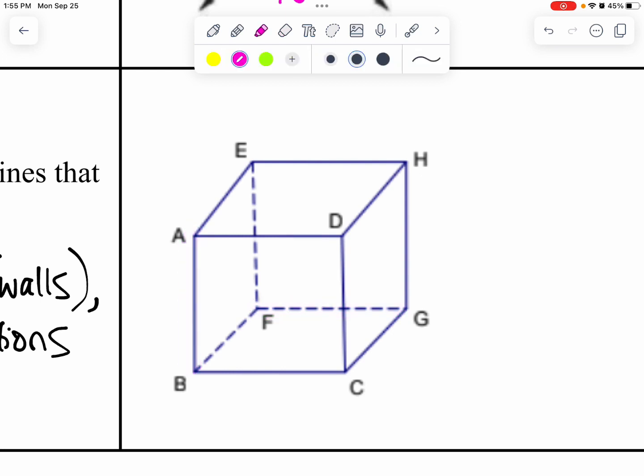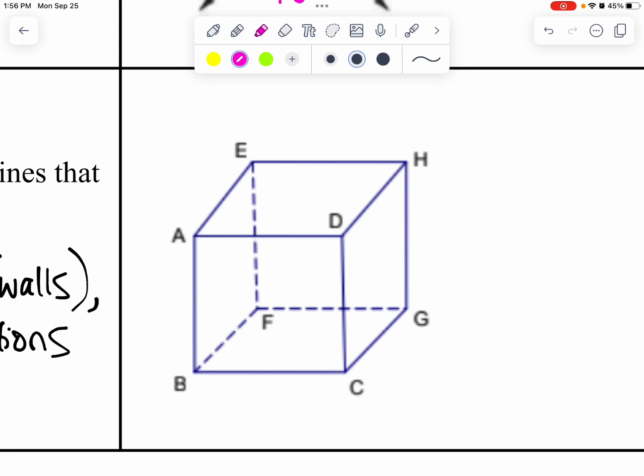Here's an example that sometimes confuses people: AE and CG. Those are not skew lines. Those are actually parallel, and I'll show you why. You can make a plane out of it. If you imagine a giant piece of paper that goes from one corner of the room to the other corner of the room, just like this is shown, these are technically not going in different directions. They're going in the same direction, which means they are not skew. So be careful about that.